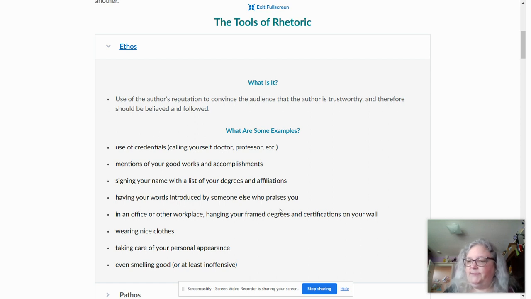You'll see this in books sometimes too. If a respected person has been asked to write an introduction to a book, that's usually going to be praising the author and the wonders of the author and why you should believe what the author has written. So that's another form of ethos. But sometimes it can get more subtle.